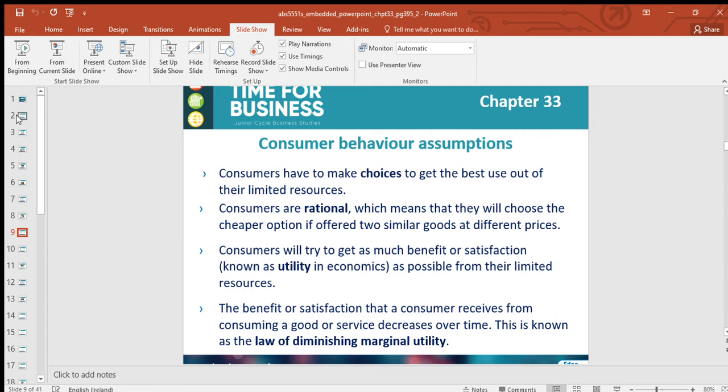So this is a law, by the way. It's saying that people's happiness or satisfaction decreases over time with a good or service. A simple example: if I gave you the keys to a brand new car, you're delighted. Two years later, you still have that brand new car, you're no longer as happy.